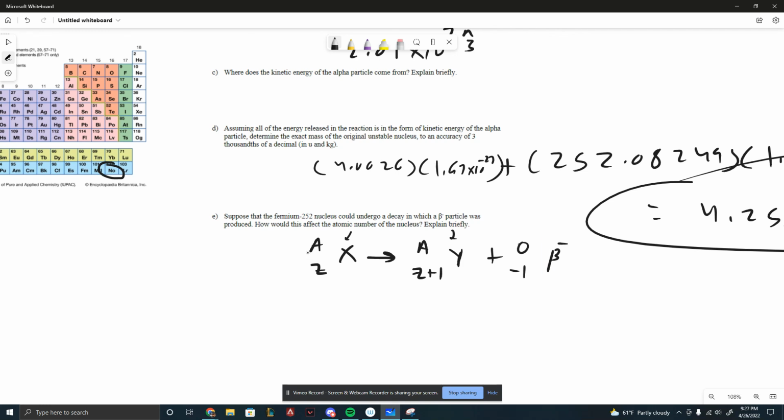So let's look. What happens to the atomic number? It's actually increasing. So when they ask how it affects the atomic number of the nucleus, it increases by 1 because a neutron turns into a proton and releases an electron, a beta particle. And since there's now one more proton, the atomic number increases by 1.